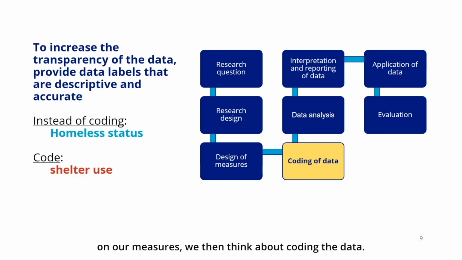After we've decided on our measures, we then think about coding the data. This is where label bias from Module 3 may come into play. To increase the transparency of the data, we recommend that you provide data labels that are descriptive and accurate. So even if you are wanting to measure homelessness, we would recommend coding shelter use if that is the specific type of data you have.